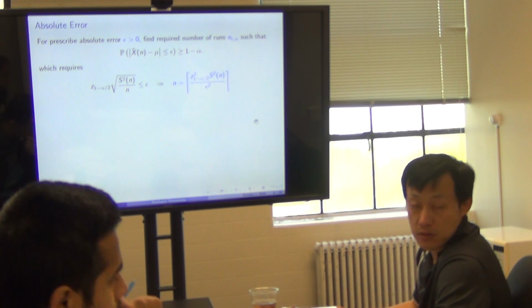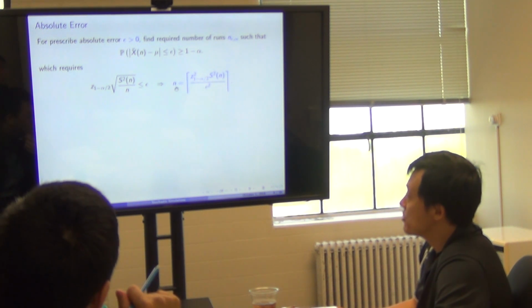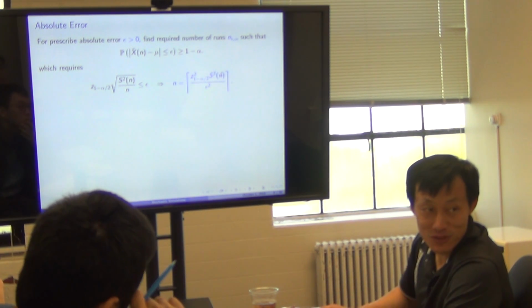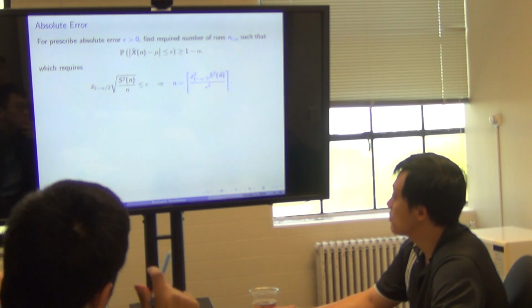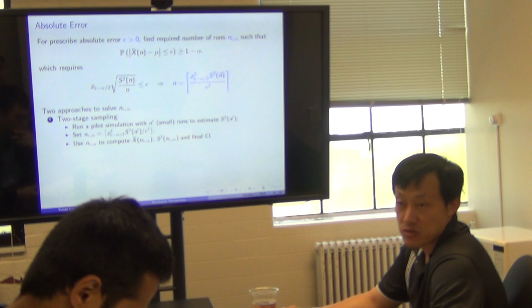The standard error depends on n. You have n here, you have n here, right? This is not a closed form solution. This is some kind of equation that n has to solve, right? Two approaches to solve for n.